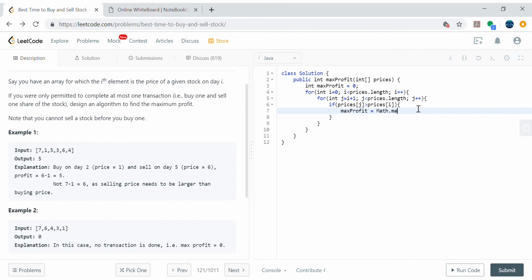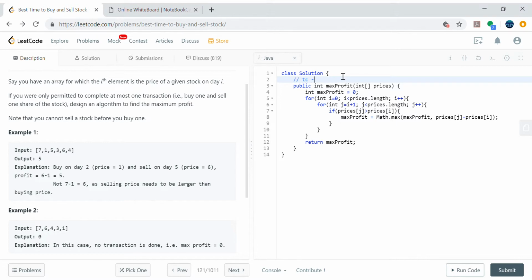So let's do Math.max of max profit and prices j minus prices i, and that's pretty much it. Then I will just return the maximum profit. If I look at the time and space complexity here, time complexity would be n square, and space complexity will be order of 1, because I am not taking any additional array or anything.